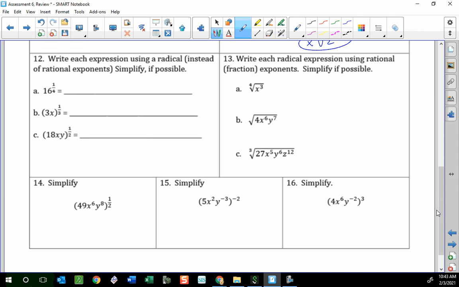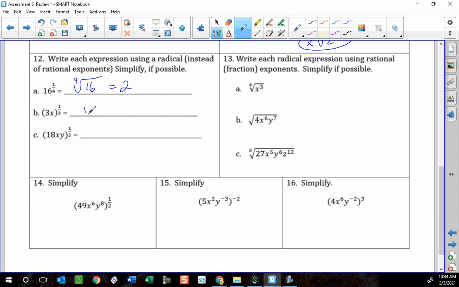All right, last few problems. Number 12 says to write each expression using a radical instead of a rational exponent. So a rational exponent, remember, is a fraction. We're going to use a radical, and we're going to simplify it if we can. So 16 to the 1/4. Remember, that means the 4th root of 16. And the 4th root of 16 is 2, because 2 to the 4th is 16.